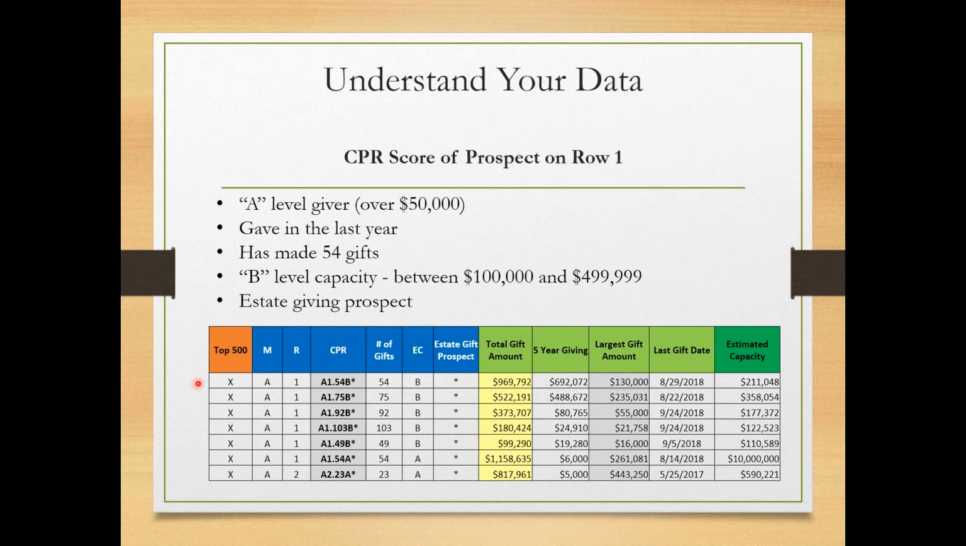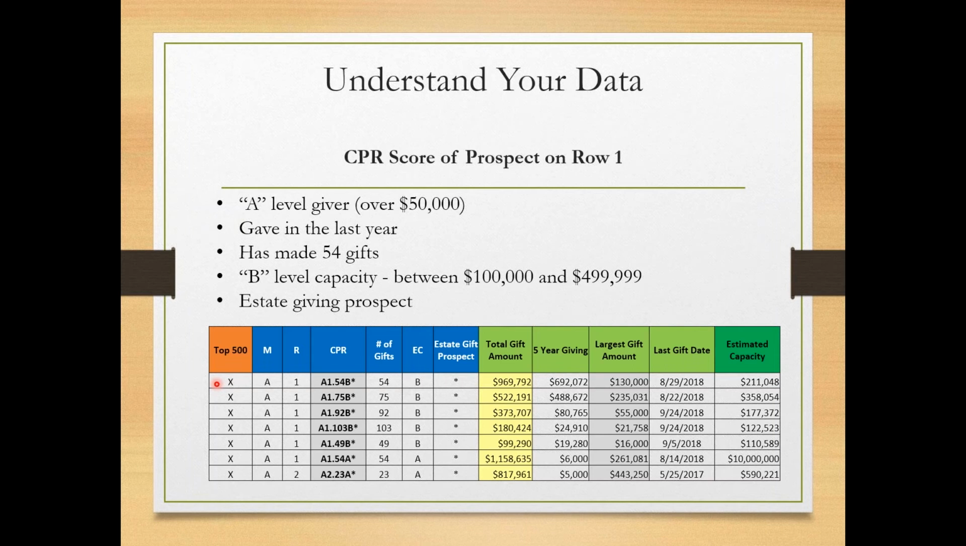So in looking at the prospect on row 1, just looking at that score, I can tell this person's given over $50,000 cumulatively. Their last gift was within the last calendar year. They've made 54 gifts lifetime, and they have a B capacity, meaning they're between 100,000 and 500,000 in capacity. And oh yeah, they're a prime prospect for an estate gift.